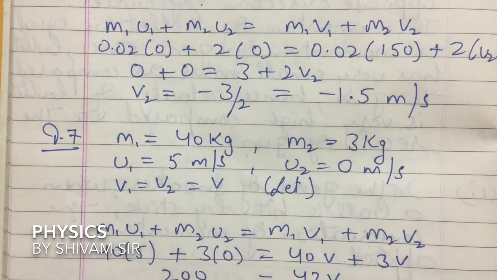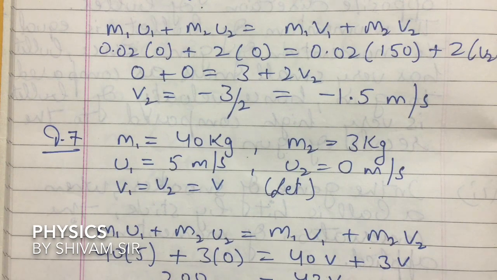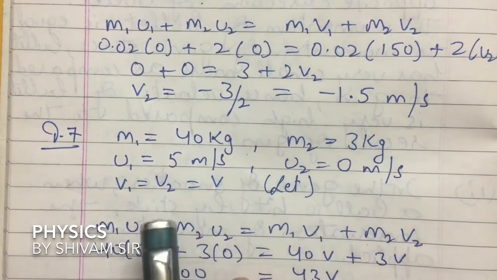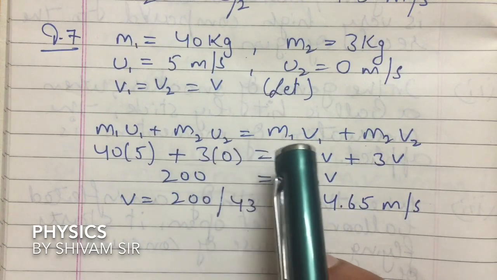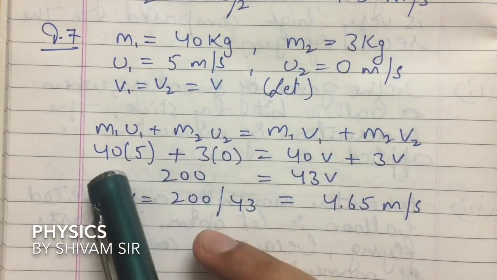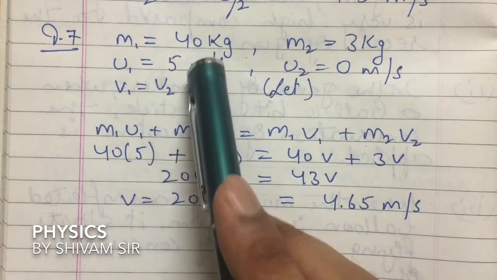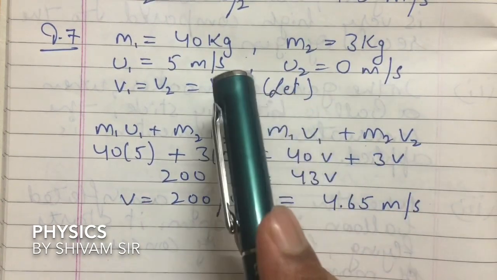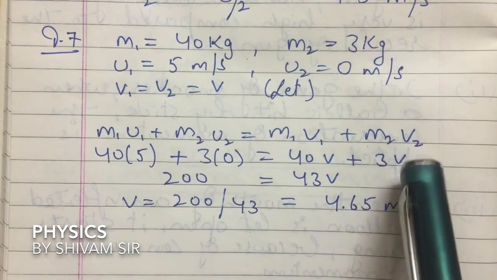What is her velocity as the cart starts to move? She is jumping on the cart and both of them will move together. So we have taken v1 equal to v2 equal to v. We have assumed this. According to law of conservation of momentum, m1 u1 plus m2 u2 is equal to m1 v1 plus m2 v2. So 40 multiplied by 5, where 40 is m1, 5 is u1, m2 is 3, u2 is 0, is equal to 40 multiplied by v, and m2 is 3, v2 we have taken v.